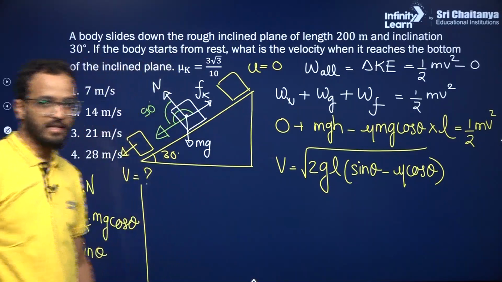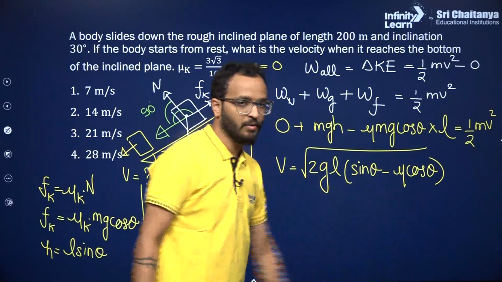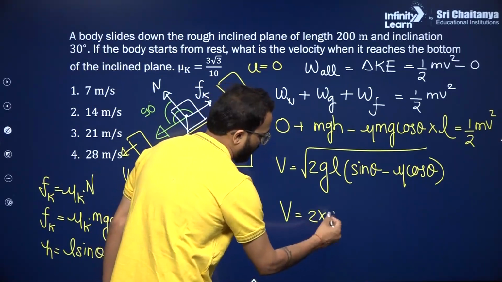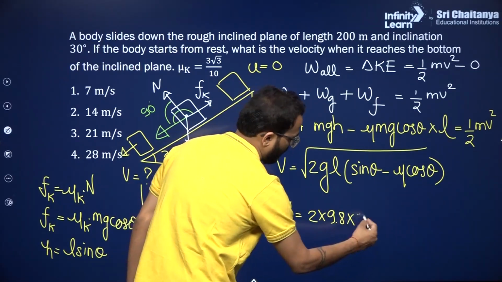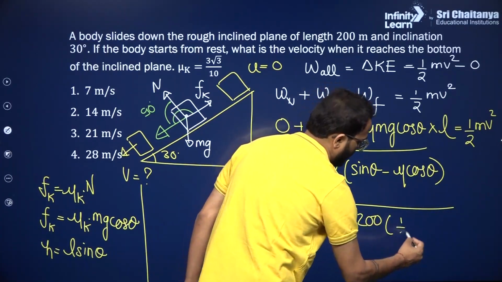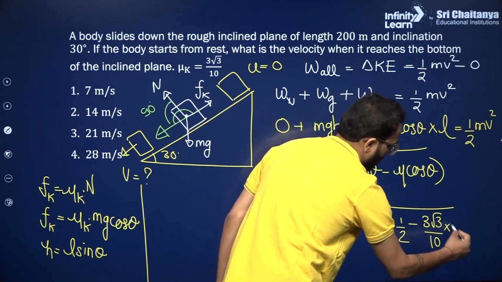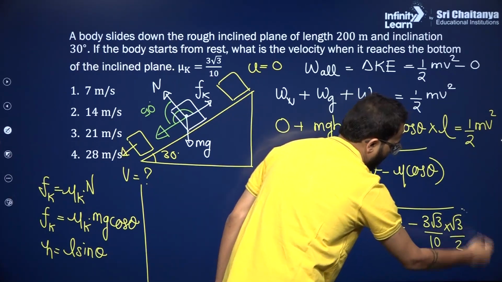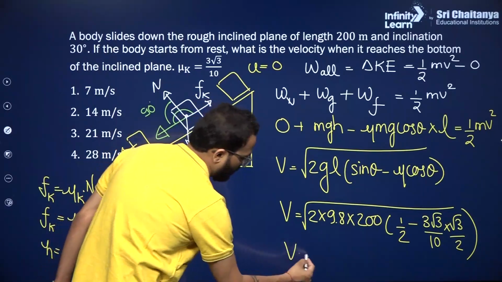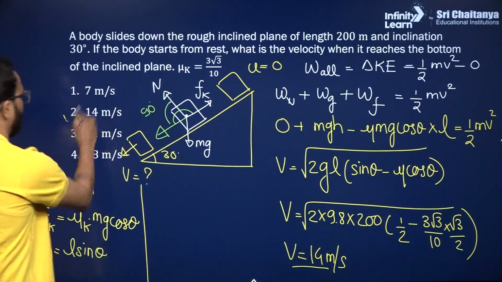Now what is h? h is L sin theta. What is this? L cos theta here, so L will be taken common. Now put the values and you will get your answer. 2 into 9.8 into 200 into half minus 3 root 3 by 10 into root 3 by 2. Okay, so it will be 196 under root, which is 14 meter per second. So second option will be correct.